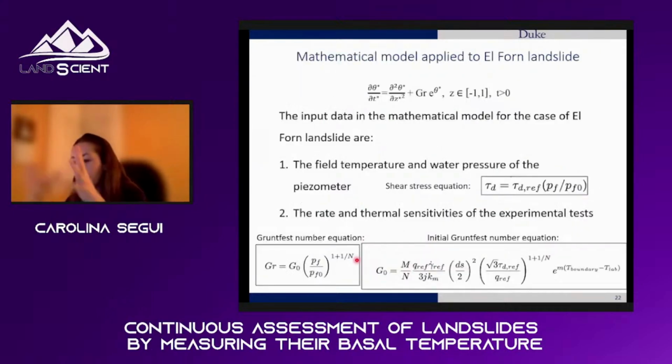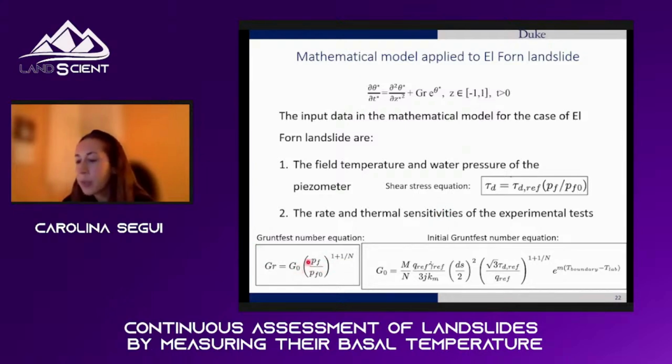So now that we have the field data and the experimental data, we apply everything to our mathematical model. Remember the heat diffusion equation in dimensionless form with the Grunfest number and the temperature in the exponential. The input data that we apply to the model is the field temperature and the water pressure from the piezometer below the shear band. And here we have our stress equation to calculate the shear stress. Then we also have the rate and thermal sensitivities from the experimental tests that we performed in the customized thermal triaxial. And here we have the Grunfest equation.